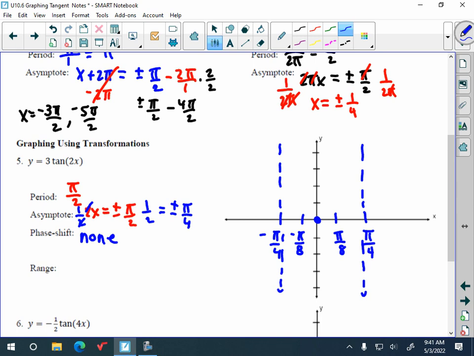Now it does have an a value of 3. It's not an amplitude, but it does stretch this out. So what we're going to do is start from our midline right here on this pi over 8. We're going to go up 3 and put a dot, because the graph is going to go up on the right and then go down on the left. And then you go to the left one and down 3. All right, so then sketch the graph. And then our range is negative infinity to positive infinity.